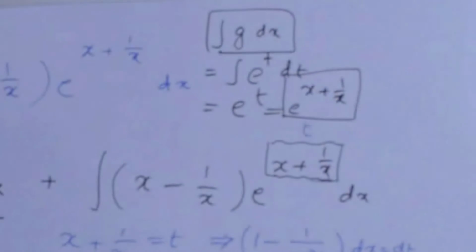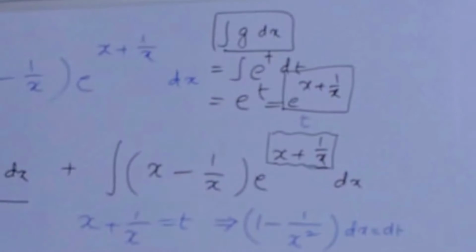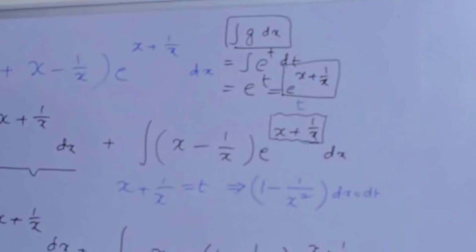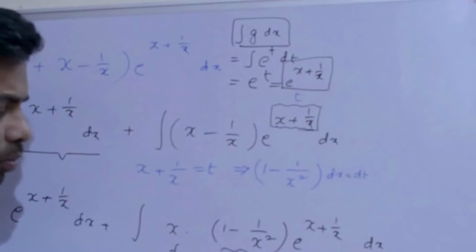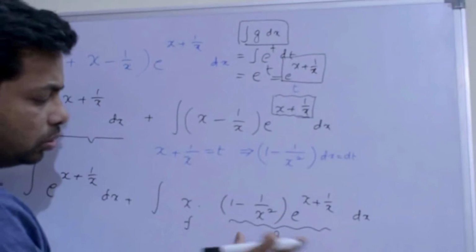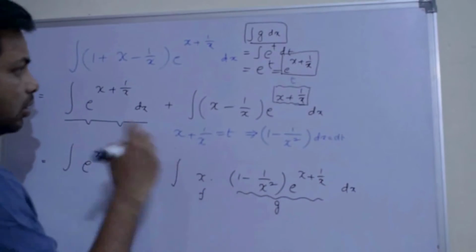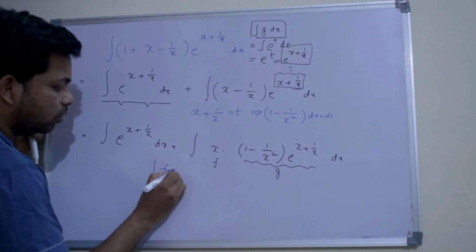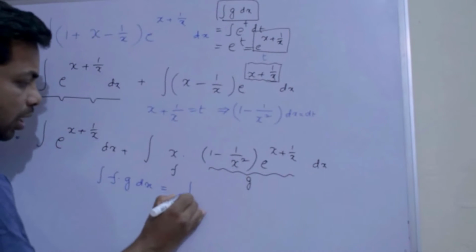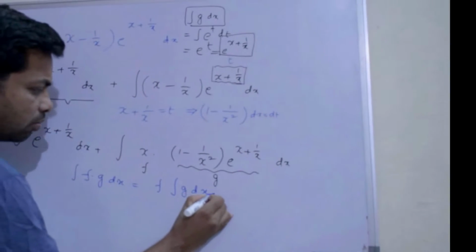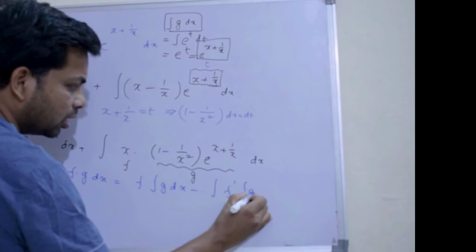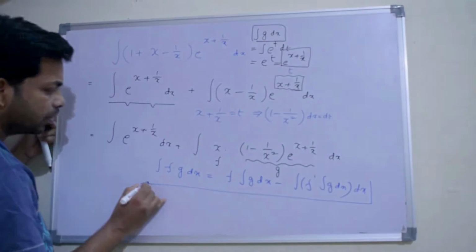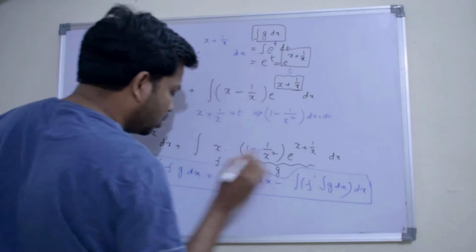Now I know integration of g dx, but I have to find out integration of x into this. So I use now integration by parts. This I suppose as f and this I suppose as g, because I know its integration. Using the formula of integration by parts, what is the formula? Integration of f into g dx is equal to f times integration of g dx, minus integration of derivative of f times integration of g dx, dx. So this is the formula. Integration by parts, we must know this to solve this problem.